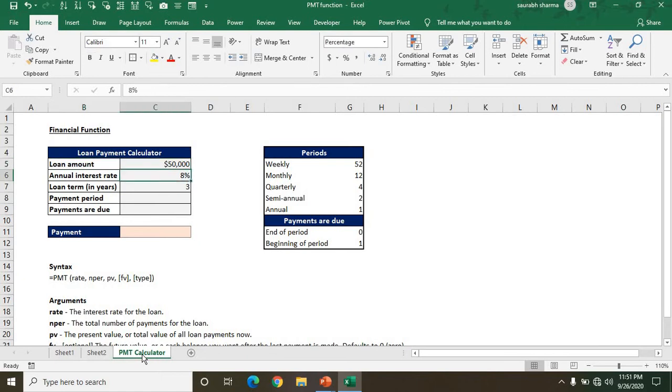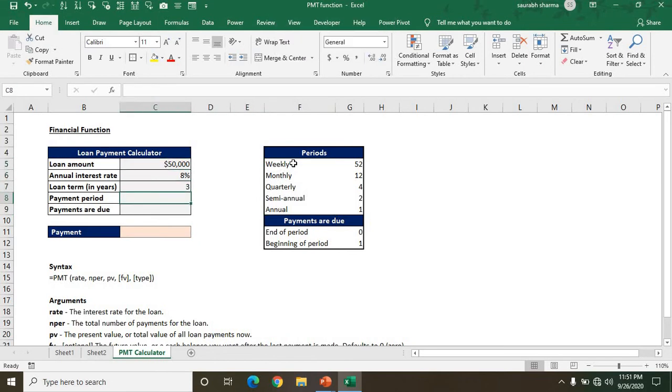This is a PMT calculator. Now see here, we have the periods. Period means you are paying weekly, monthly, quarterly, semi-annual, or annual. And payments are due at the end of the period or the beginning of the period. So let's make the calculator here. We need the payment periods options, all five options here for selection.